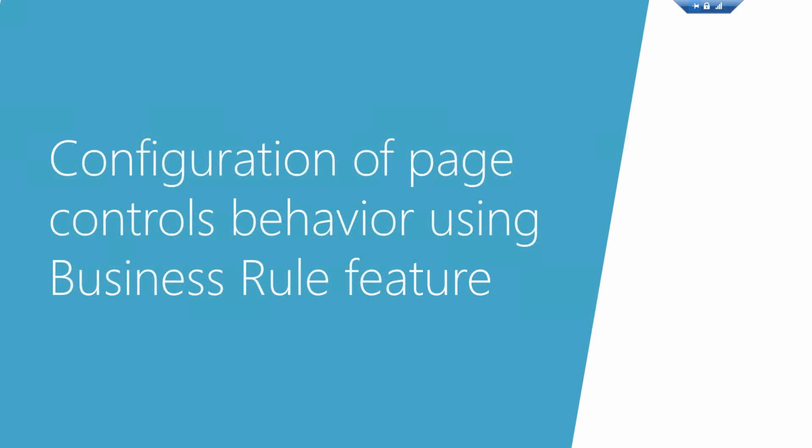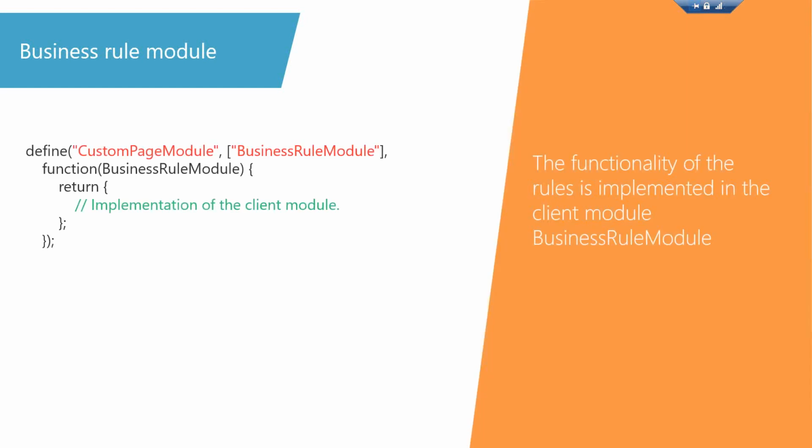Next is configuring of controls using business rule feature. And the good news for you is that probably you don't need to know how to do it manually, because starting from the version 7.10, Section Wizard is able to set up most types of business rules.